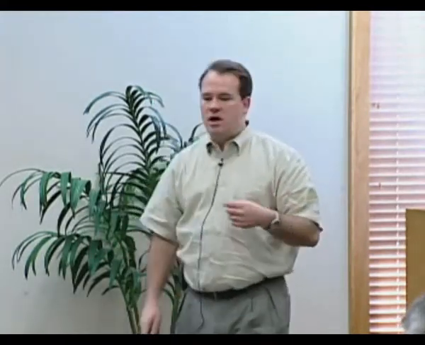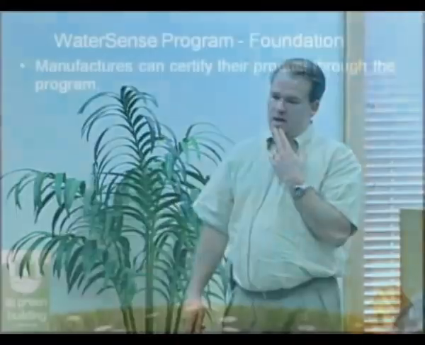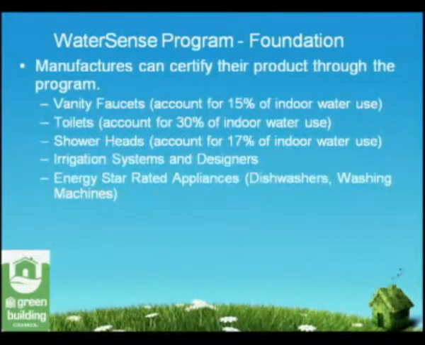And the goal is to save 10,000 gallons of water per year per household. Manufacturers could certify their product through the program. Vanity faucets account for 15% of our water usage. Toilets account for 30%. Shower heads about 17%.